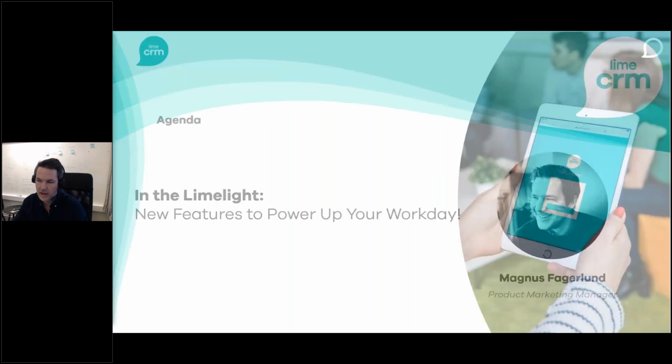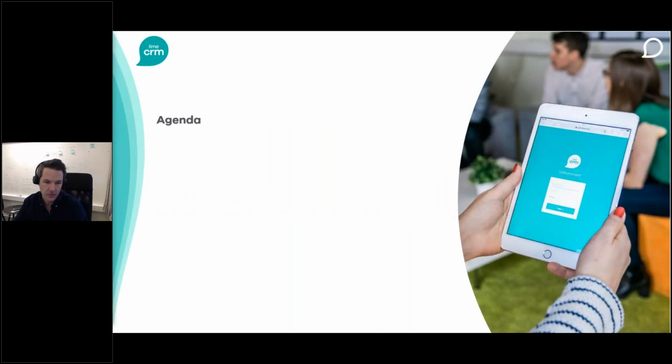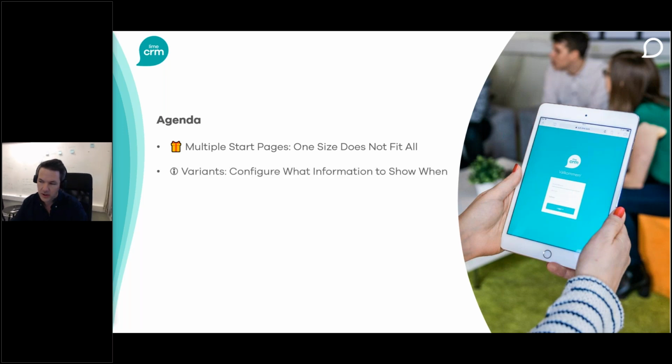Today, we have a fully packed agenda where we will dive deeper and look at some of the amazing new features in our web client that we have been working on lately. We're going to look at something we call multiple start pages, where one size does not fit all. We're going to look at variants, making it possible to configure what information to show when, and last but not least, a great new feature in our Lime eSign add-on called signing order.